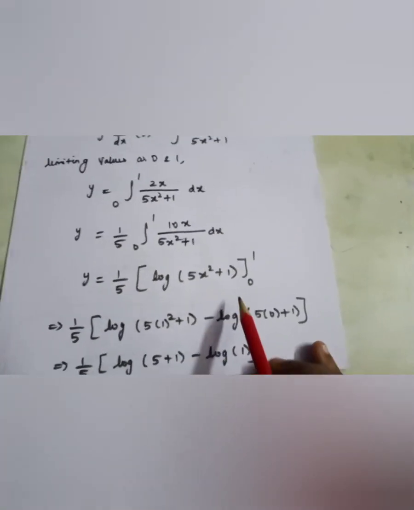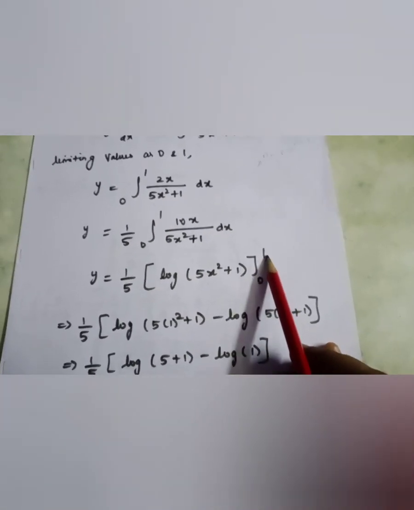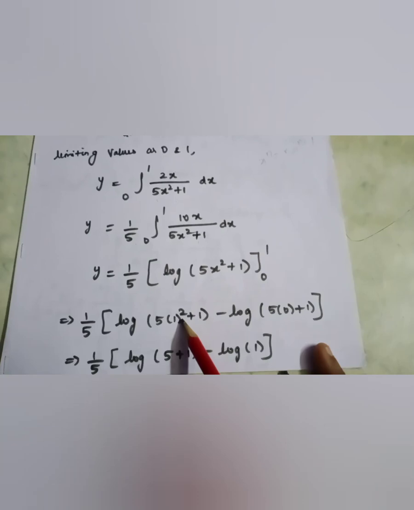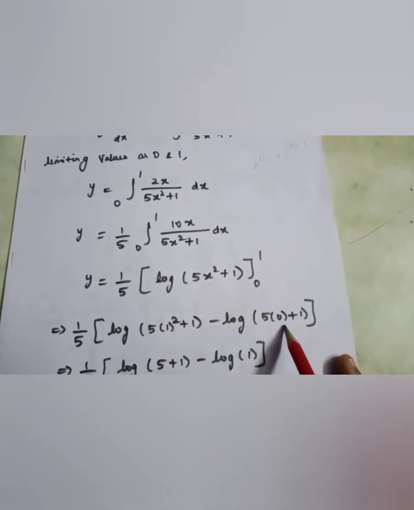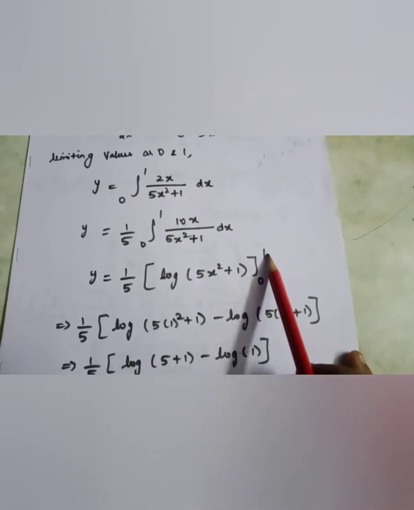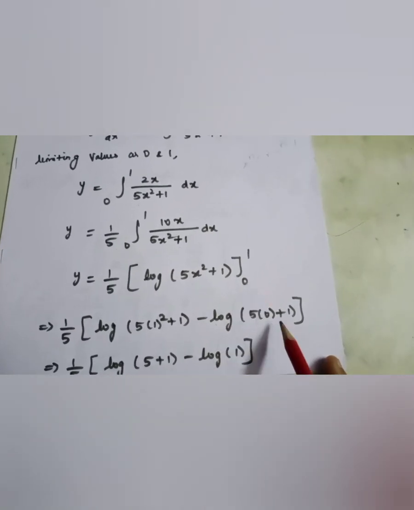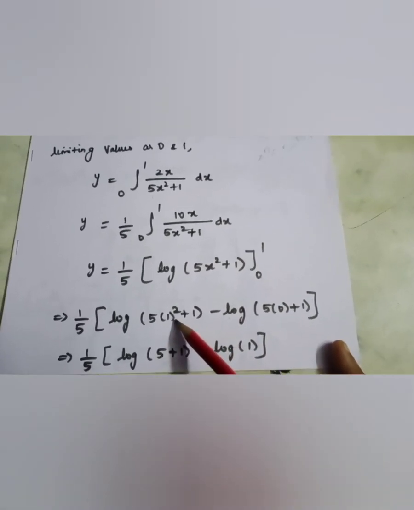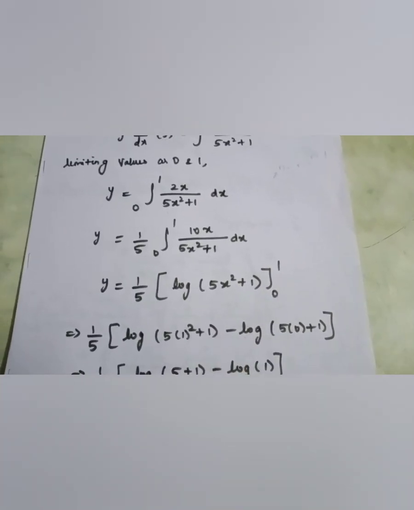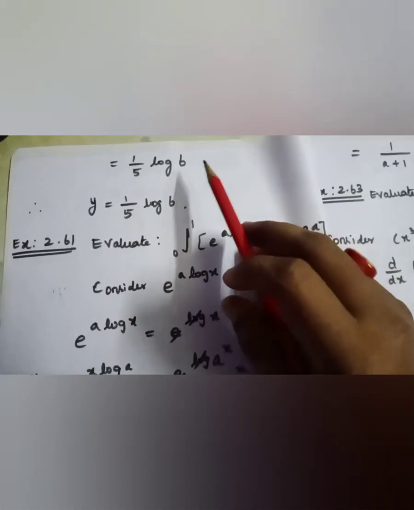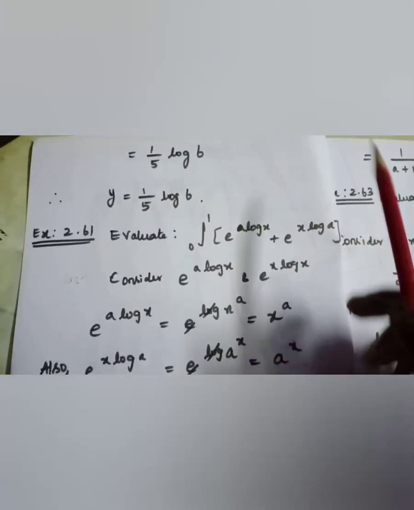Now listen children, this is how to apply the limit. Wherever x is there, the upper limit has to be applied first, and then minus the same expression with the lower limit applied. See, first I am applying 1: 5 into 1 squared plus 1, minus log of the lower limit 0, that is 5 into 0 squared plus 1. 5 into 1 squared is 5, so 5 plus 1, and minus log 1. We know log 1 is obviously 0. So you will have log 6 alone. So the answer is y is equal to 1 by 5 log 6.